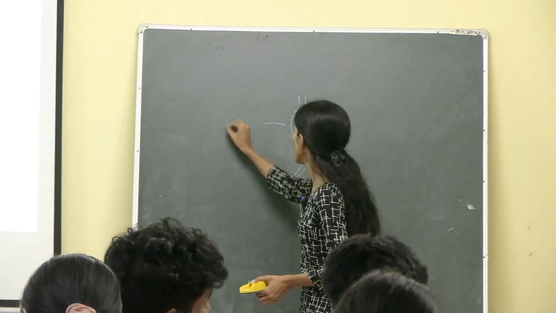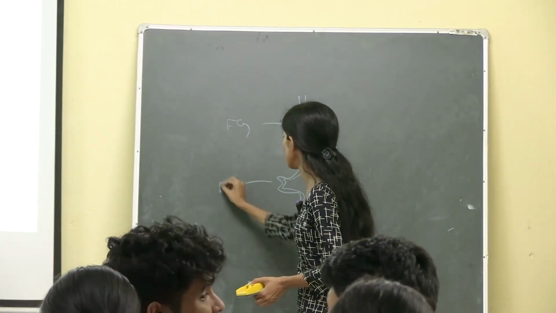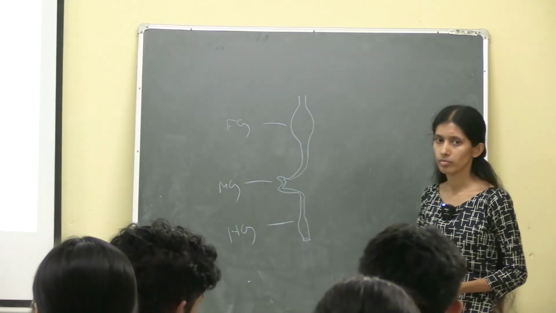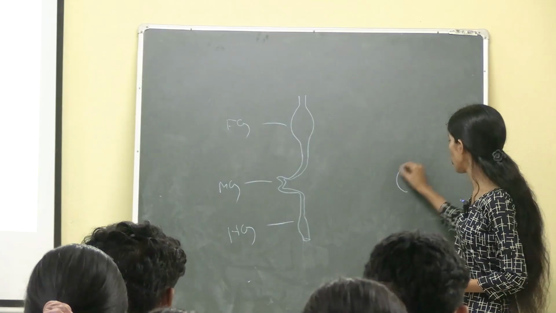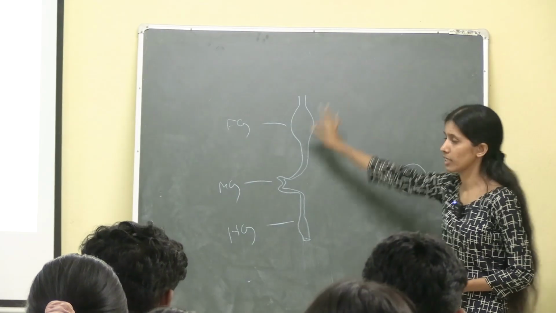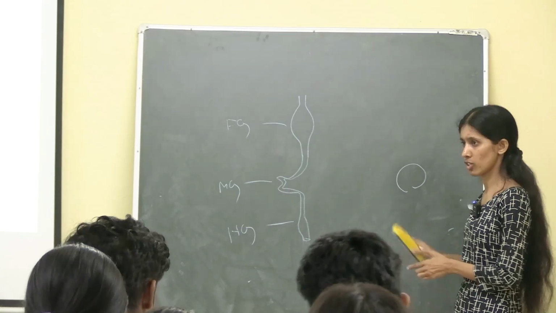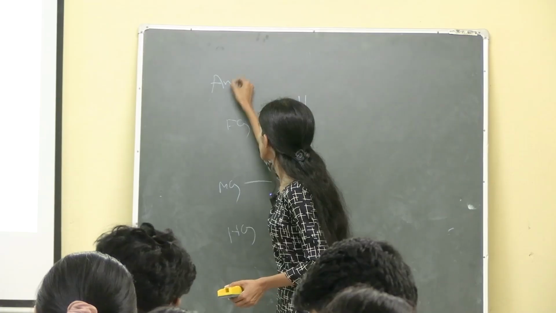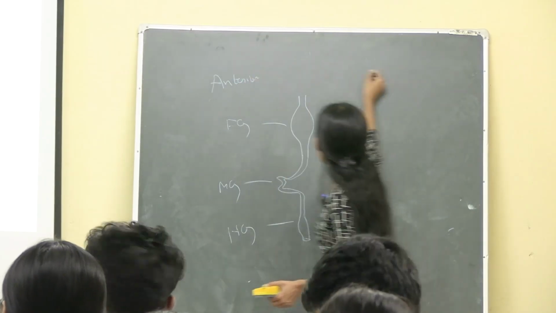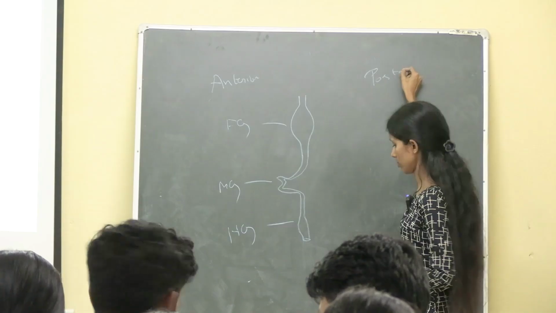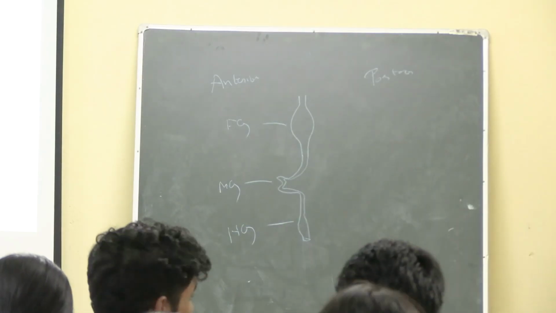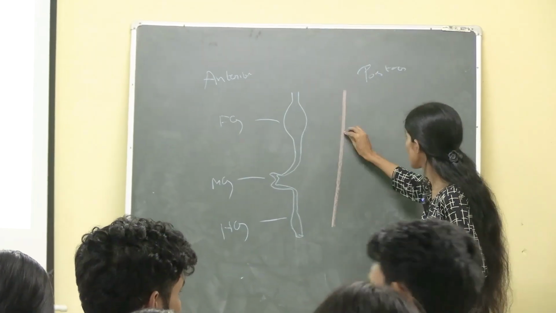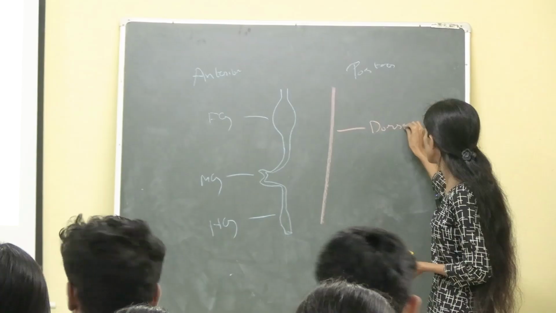So this is our foregut, this is midgut, and this is hindgut. Whatever the folding structure was there, I have written as a straight structure. This is the anterior side and this is the posterior side. On the posterior side we have one important structure, that is the dorsal aorta.